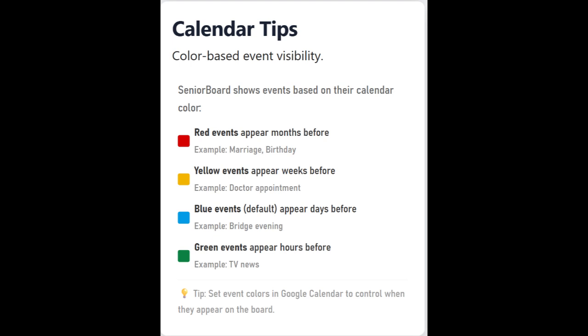If the dashboard sees a red event, it treats it as highly important. Yellow means important, blue is standard, and green is low priority. The system continuously calculates which events make the most sense to display. Therefore, a daily morning run won't clutter the screen, whereas a major event like Halloween will appear well in advance.